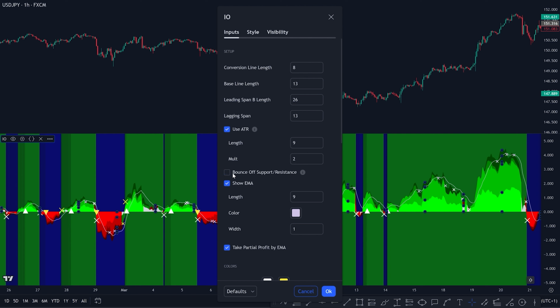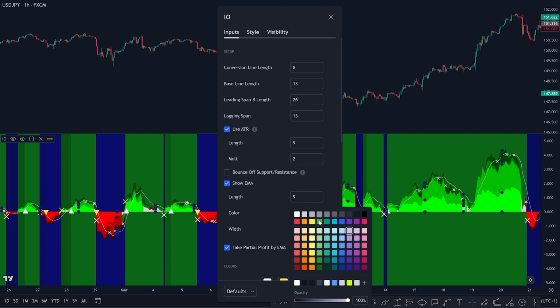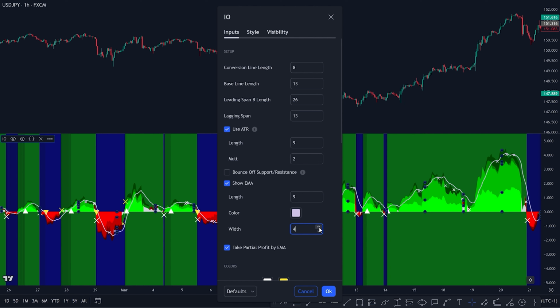Moving on, there's the Show EMA option. Enabling or disabling this function will respectively add or remove EMA-related features from the oscillator. You can also customize the EMA length or leave it at default settings. If you prefer, you can change the color. You can also increase the width of the EMA or leave it at default settings.